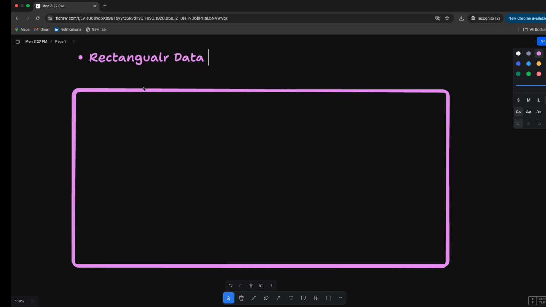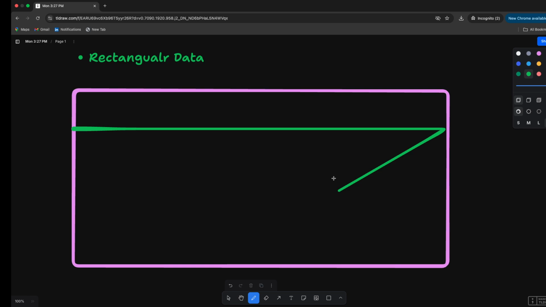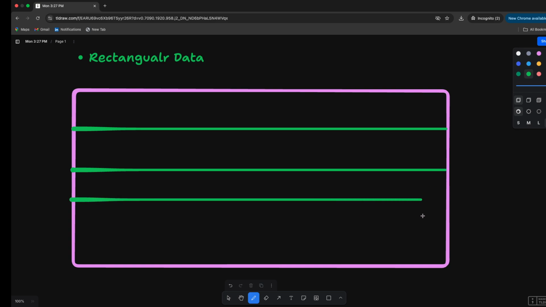Okay, now our data. This is something important. Now, what is a data frame? Rectangular data means we will be dividing our data into rows and columns. So this is row one, then one more row, and then we have multiple rows, right?